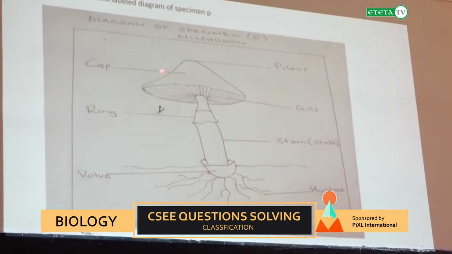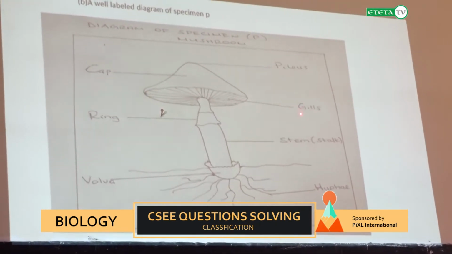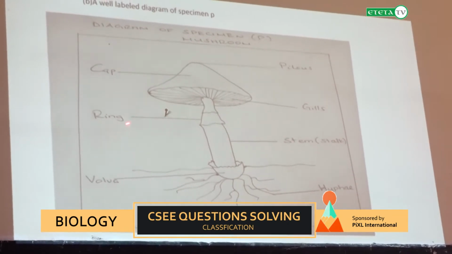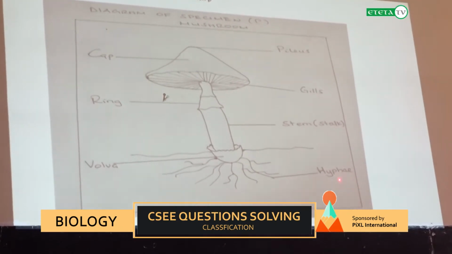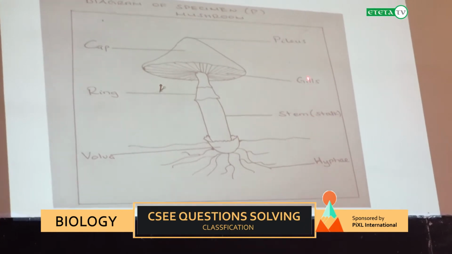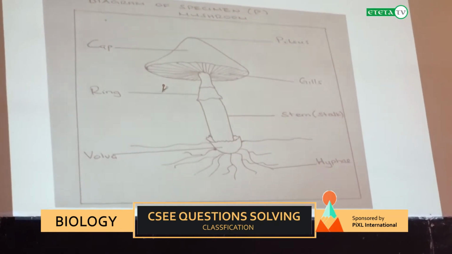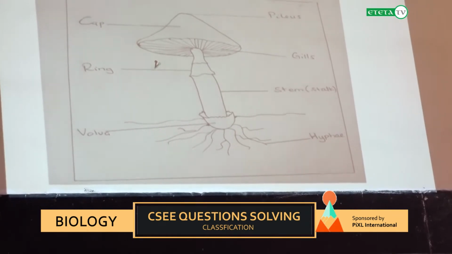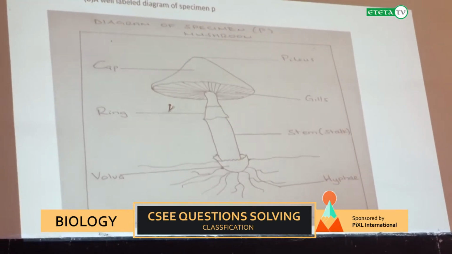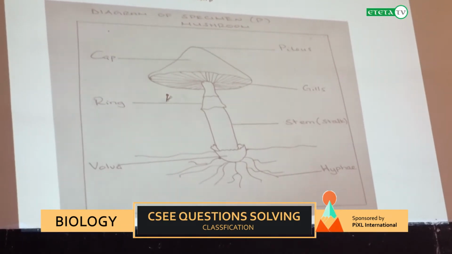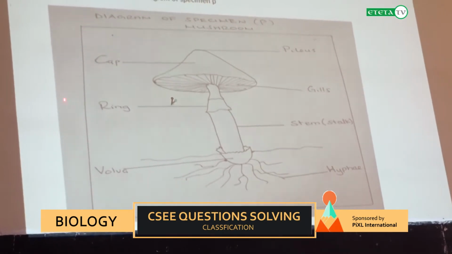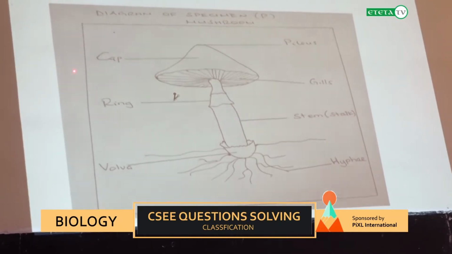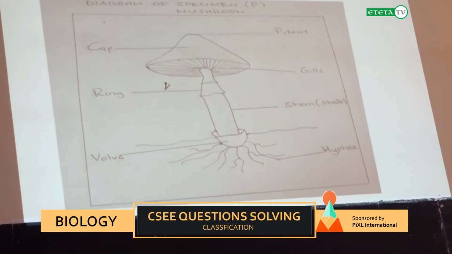This part is known as the cap. This is the pillar. We have the gills that have been observed there. We have the ring. We have the volva, this part. We have the hypha, this one, and we have the stem. So you can find that this is the real diagram of the mushroom. It is clear. The heading is there. The diagram is large, very neat, and well labeled.